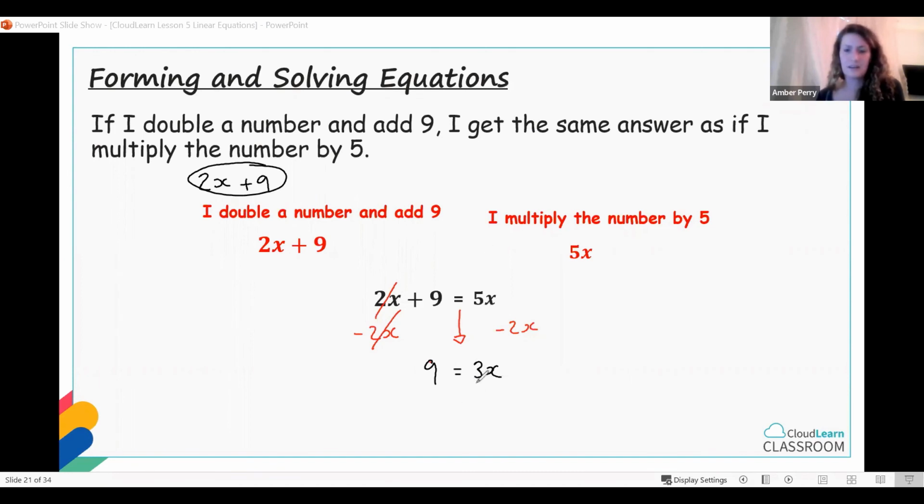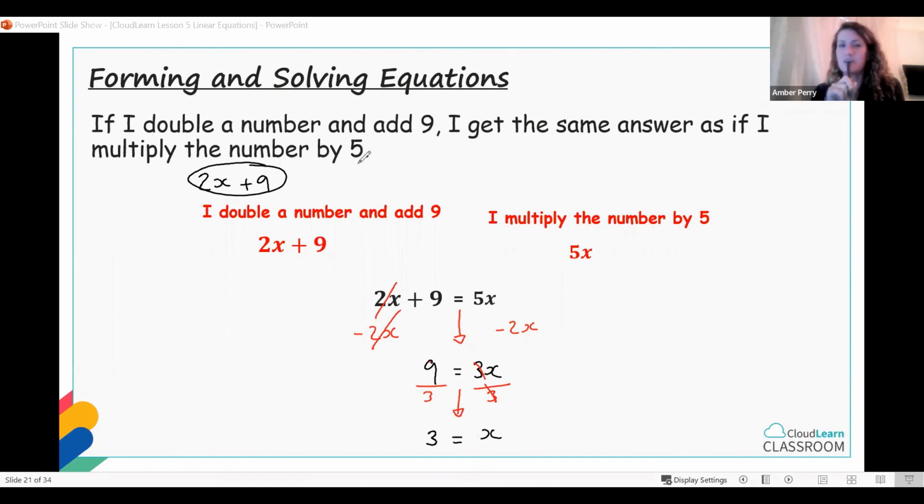Then I've got 3 times x here, and I want to have just x. So to get rid of that 3 times x, I'm going to divide by the 3. Dividing by the 3 cancels it out on this side, so I'm just left with x here. And 9 divided by 3 is 3. So the correct answer was x equals 3. And we can go back and check. If I double a number and add 9, so if I do 3 times 2 plus 9, that's 15. I get the same answer as if I multiply that number by 5. 3 times 5 is 15. So always go back and check: does your answer make sense when you've done it?